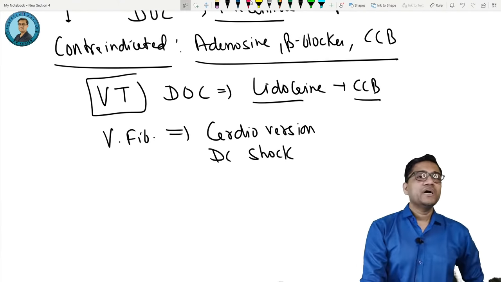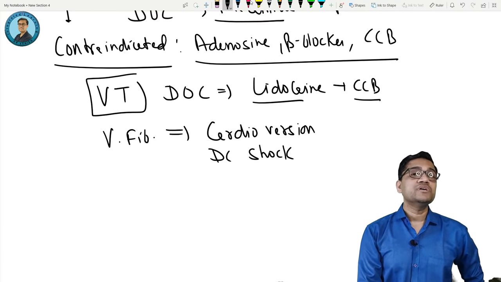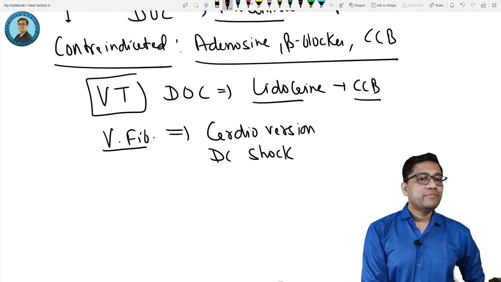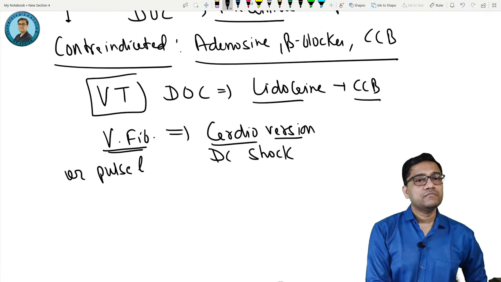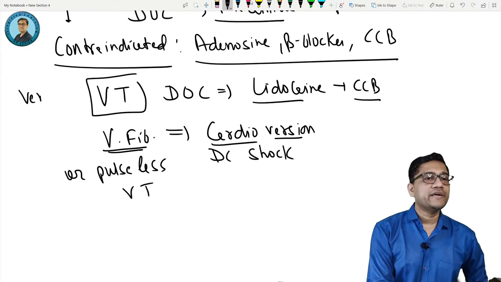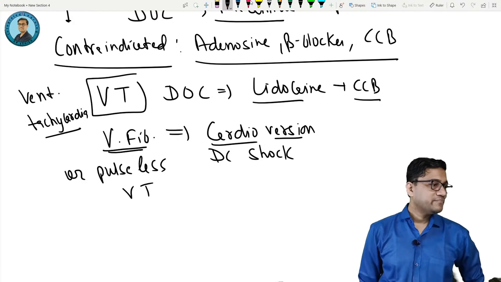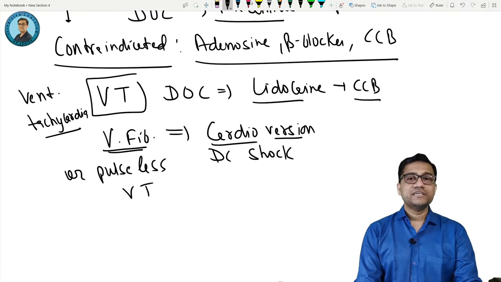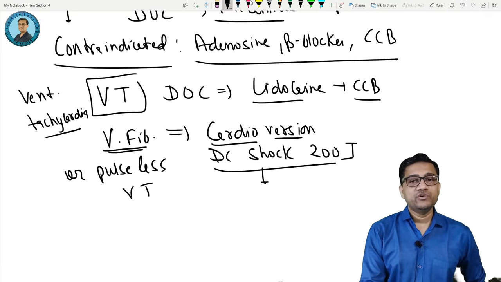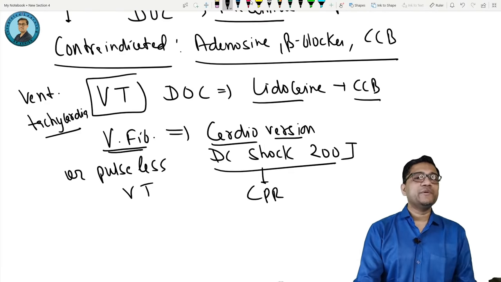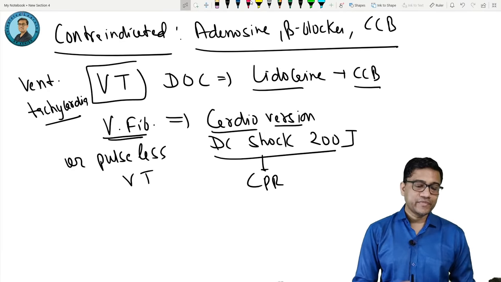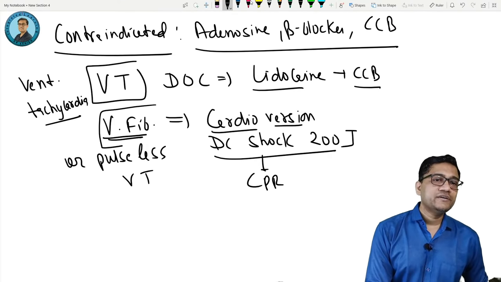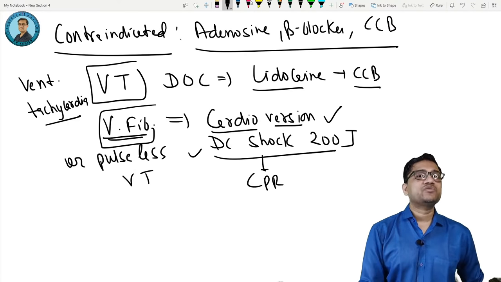So remember, tachycardia, the drug of choice is lidocaine, or we use a calcium blocker, or amiodarone also. Fibrillation or even flutter, we use cardioversion, or pulseless VT, ventricular tachycardia. In this case we do cardioversion with DC shock immediately, with at least 200 joules, and we do CPR, and keep repeating the cycle till the beat is restored. Clear? So once again, for fibrillation, cardioversion with DC shock; let's call this defibrillation.